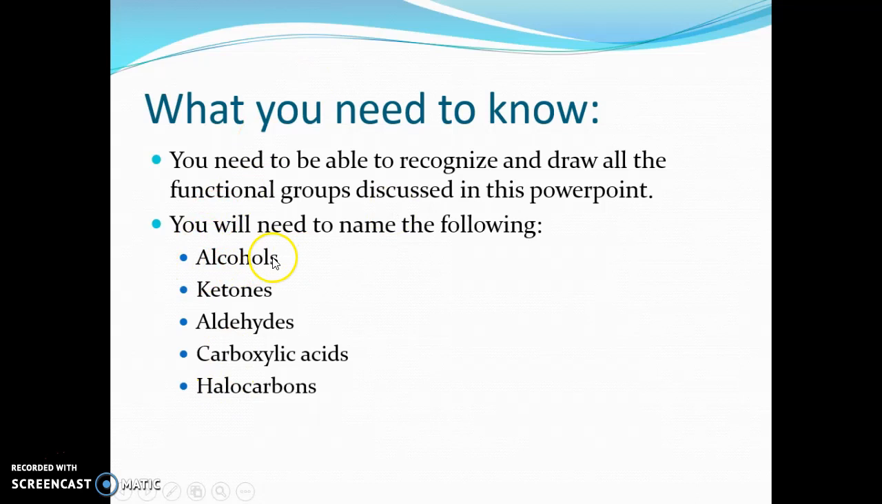So remember, alcohols get an OL on the end, ketones get an ONE on the end, aldehydes get an AL on the end, and carboxylic acids get an ic acid on the end. Halocarbons are the only ones that have prefixes, so the type of halogen gets a number and a prefix to let you know what carbons they are attached to. All right, good luck.